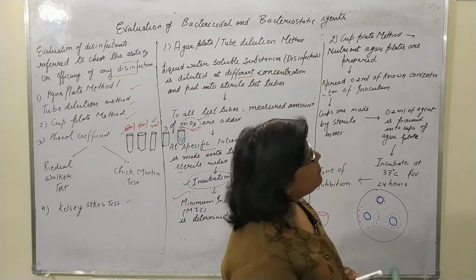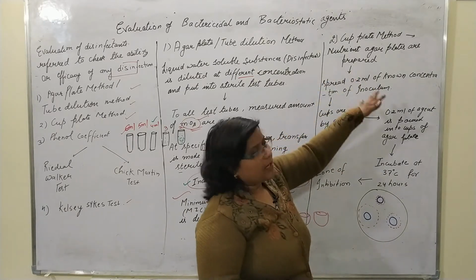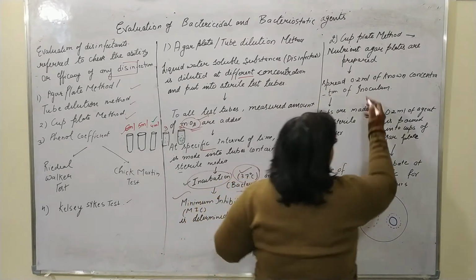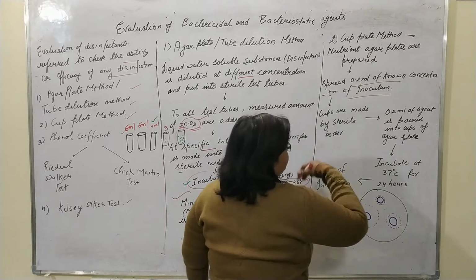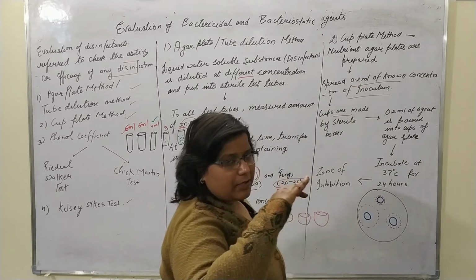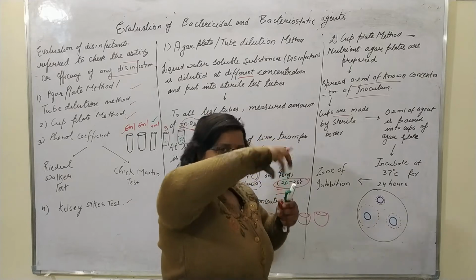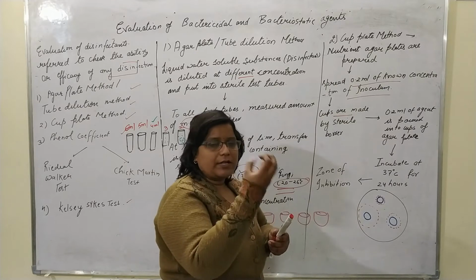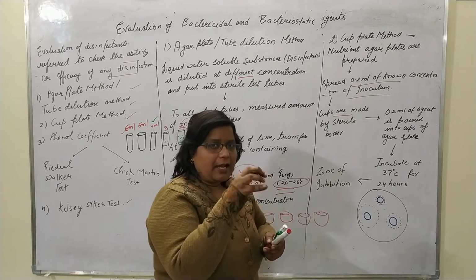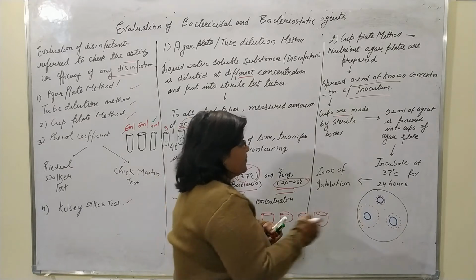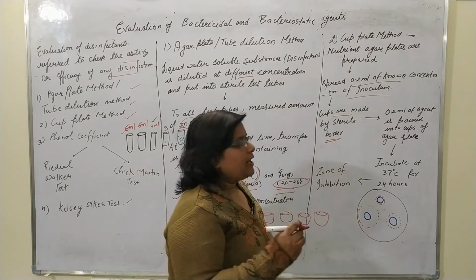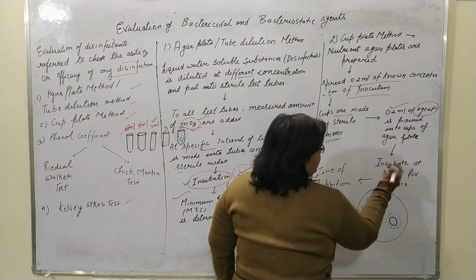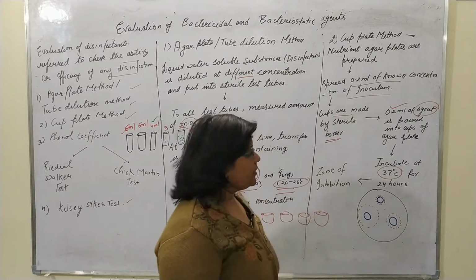That's the first method. The second method is the cup plate method. In the cup plate method, nutrient agar plates are prepared. Then 0.2 ml of inoculum of known concentration is spread. After spreading the inoculum, cups are prepared. How are the cups made? We scoop out the agar and prepare small cavities with the help of a sterile borer. Then 0.2 ml of the given test agent is poured into all cups. Now incubate at 37 degrees Celsius for 24 hours.